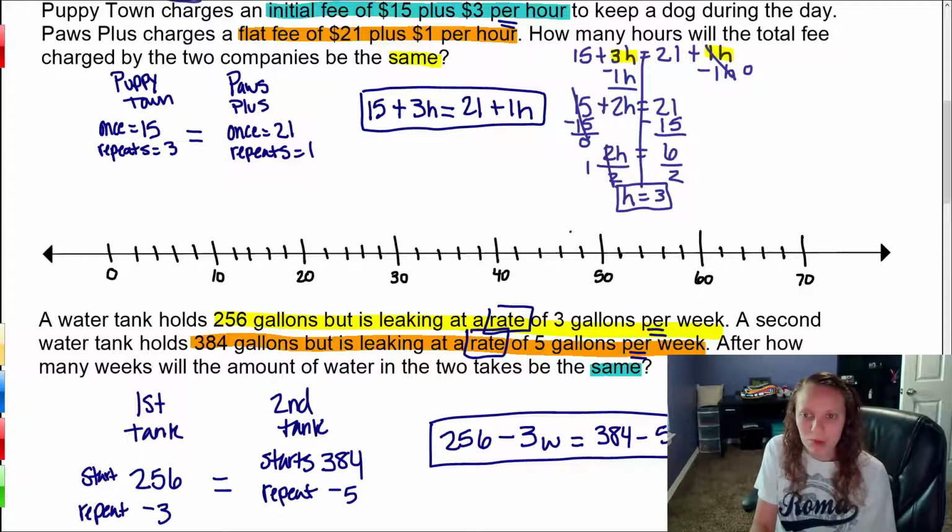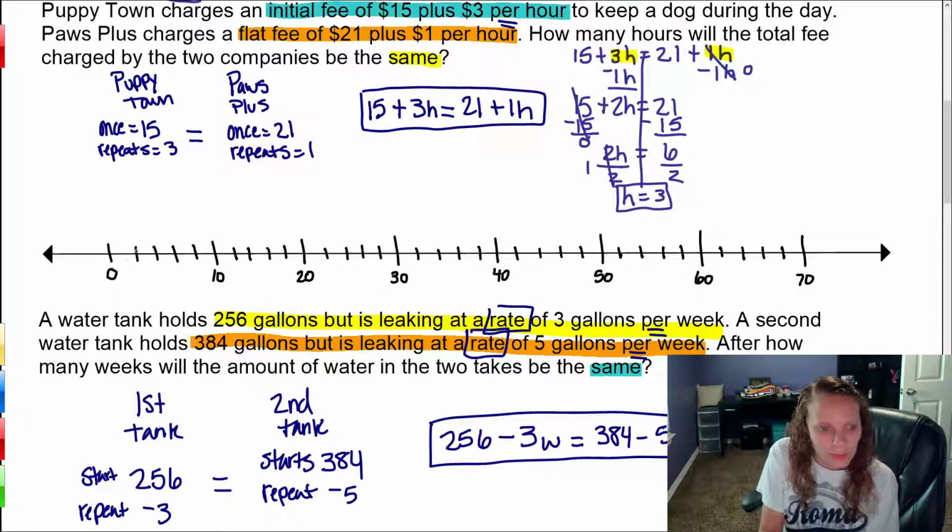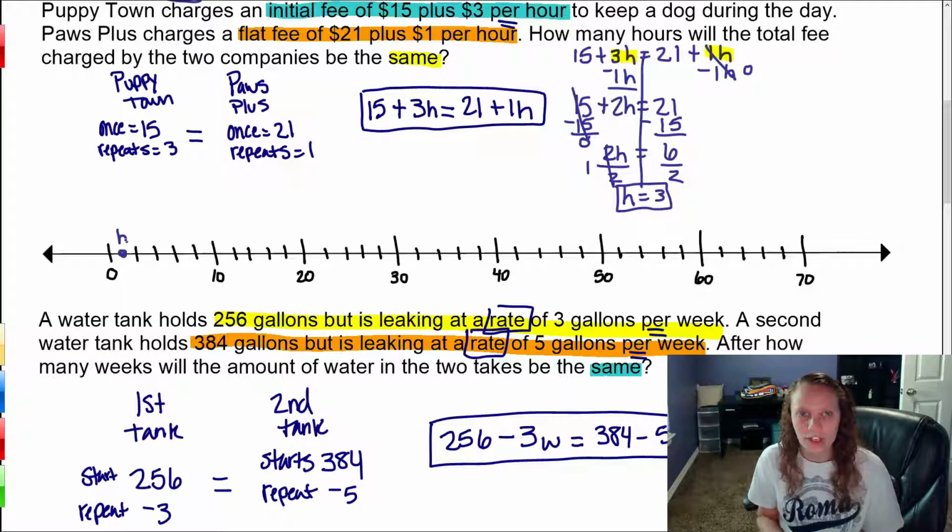Now let's just practice plotting this on the number line. So here's my number line, 3. These tick marks are counting by 2s. 2, 4, 6, 8, 10. So 3 would be in between the 2 and the 4. And I'm going to label it h. So from the other day, we were talking about how many hours would the total fee by the two companies be the same. Well, at 3 hours, each of those companies would cost the same amount of money.